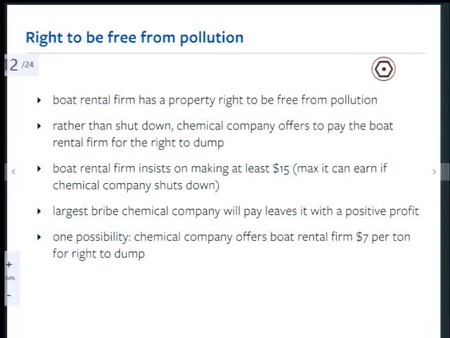Okay. Now let's change the game a little bit here. This is not game theory. I'm just using, let's change the rules a little bit here. So what I'm going to do is I'm going to grant the right to be free from pollution to the boat firm. Okay? So the boat firm now has the right to a clean lake.